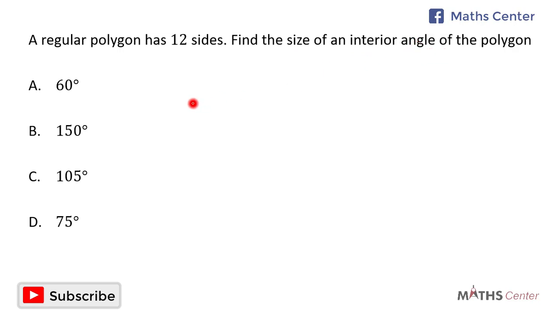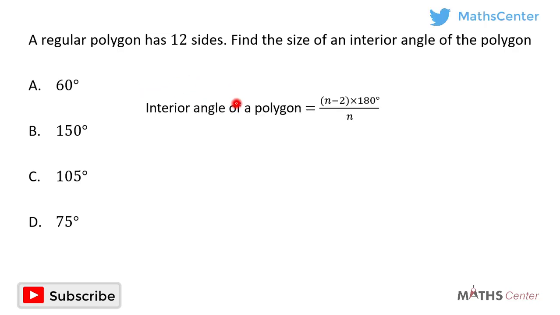The size of an interior angle of a regular polygon is given by the formula (n minus 2) times 180 degrees divided by n, where n is the number of sides of the polygon. Here, the question tells us that the polygon has 12 sides. So it means that n is equal to 12.